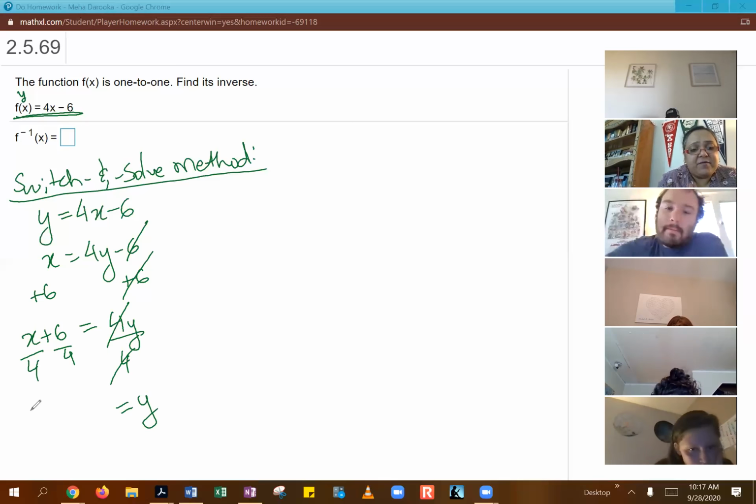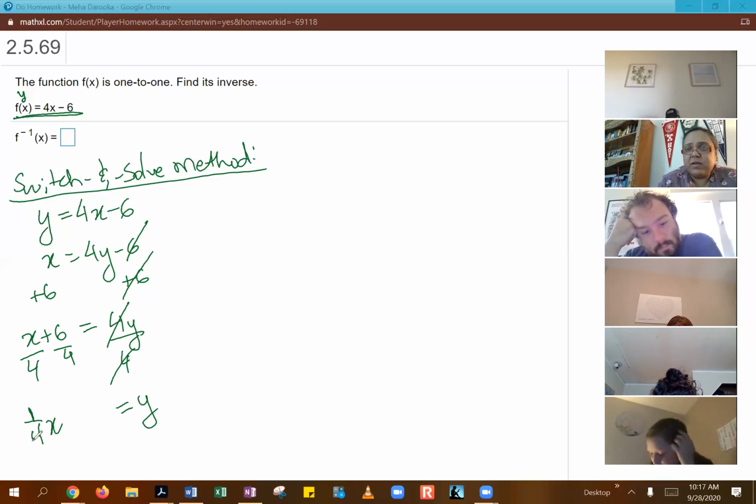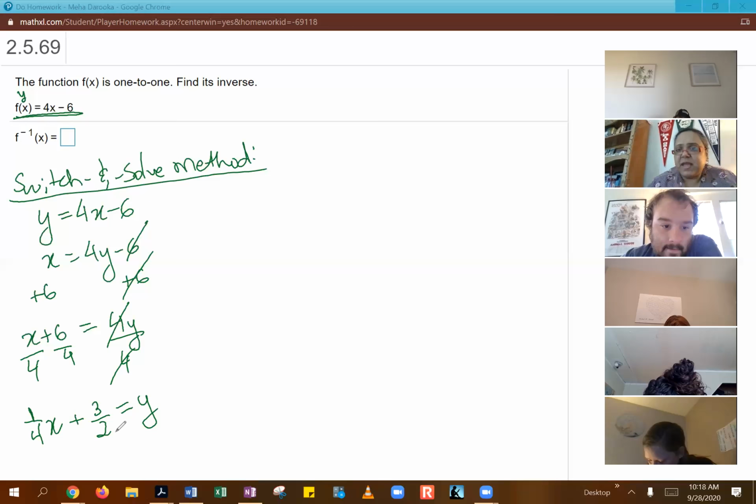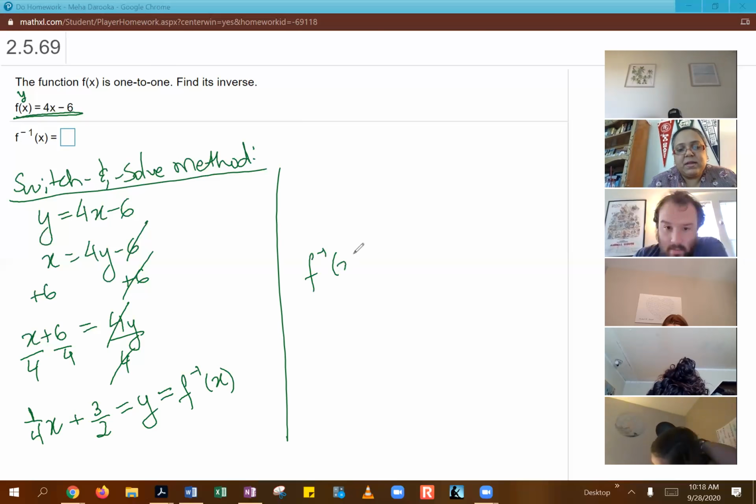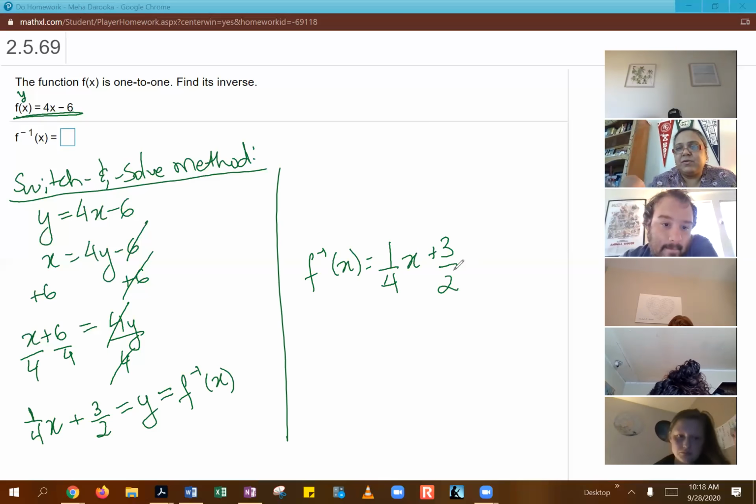So now you have y by itself. We have x divided by 4, or if you want, you can write it as 1/4 x plus 6 divided by 4. It's a fraction, so make sure you're always reducing your fractions. In this case, that becomes 3/2, right? And that's it. Replace the y with your inverse symbol. So that's the switch and solve method. We start by switching the places of x and y, and then you're solving to get y by itself. So our inverse function is going to be 1/4 x plus 3/2.